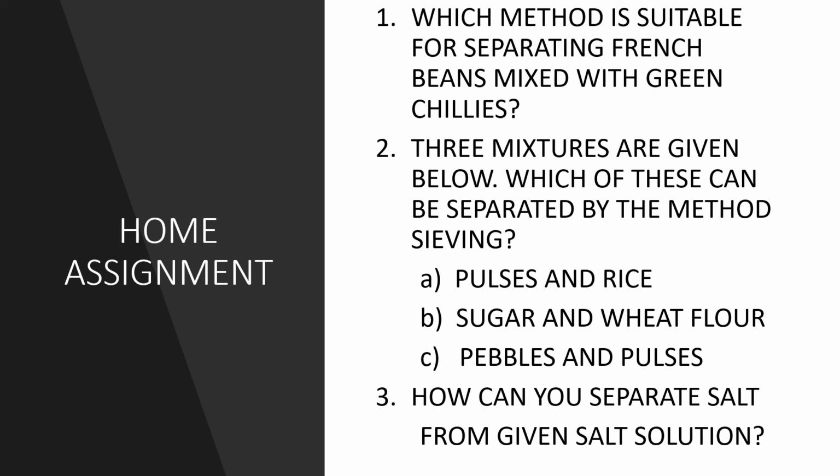Next one, 3 mixtures are given below. Which of these can be separated by the method of sieving? First one, pulses and rice, sugar and wheat flour, at last pebbles and pulses. They have given 3 mixtures; you have to find out for which sieving is suitable. Just tick the correct answer.